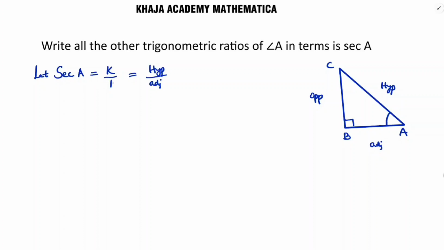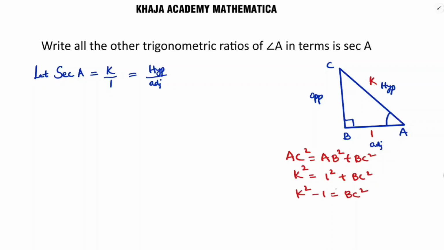So the sec theta ratio is hypotenuse by adjacent. So I consider hypotenuse as k and adjacent as 1. So this is k, this is 1. I'll apply the Pythagoras theorem here. AC square equals AB square plus BC square. AC is k square, AB is 1, plus BC square. So k square minus 1 is BC square. So under root k square minus 1 is BC, because the square goes to the other side as a root. So BC is under root k square minus 1.